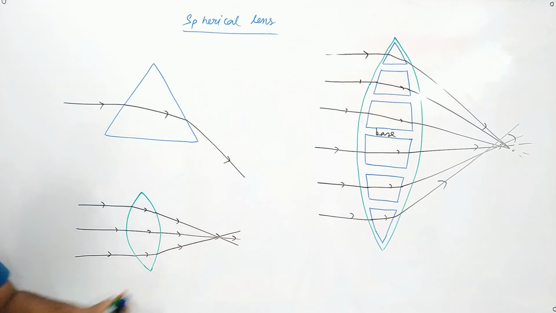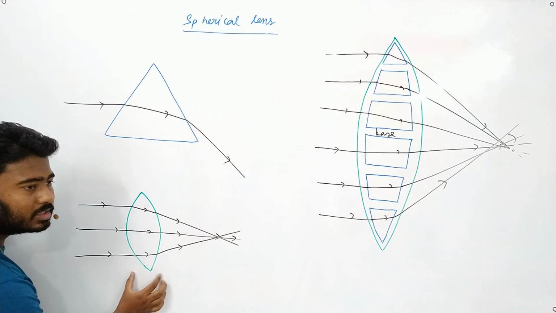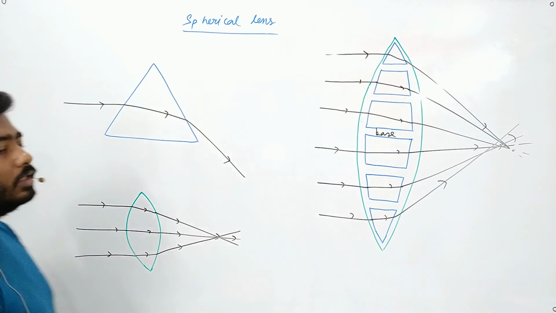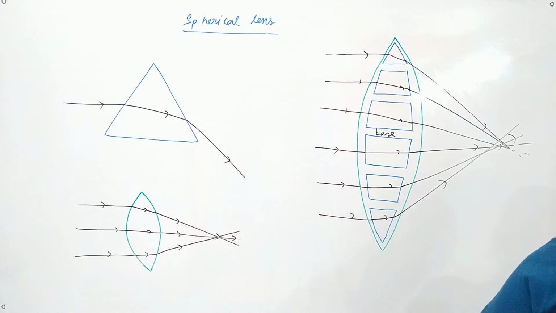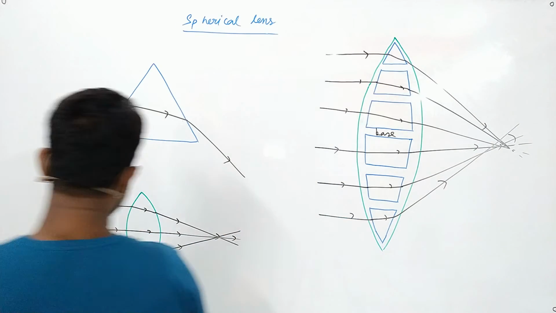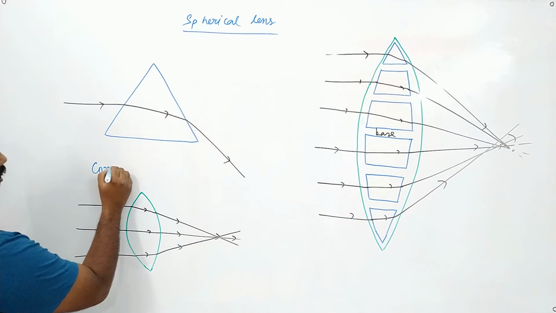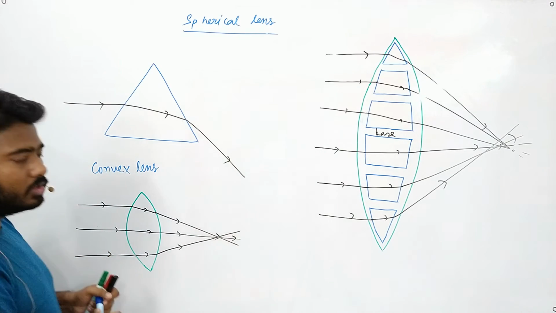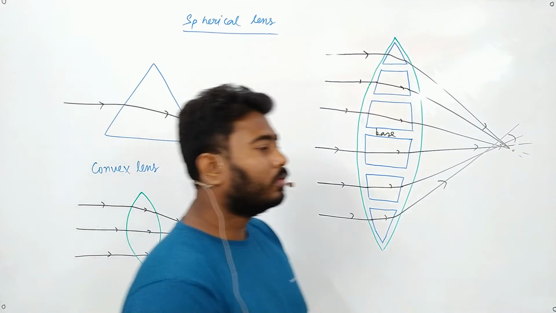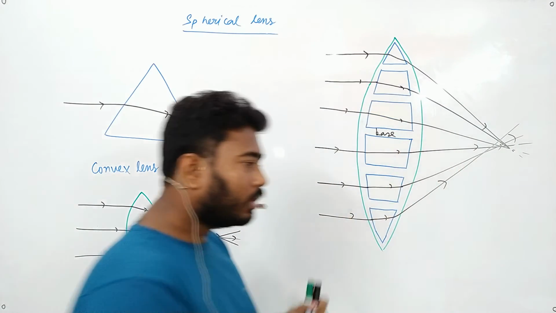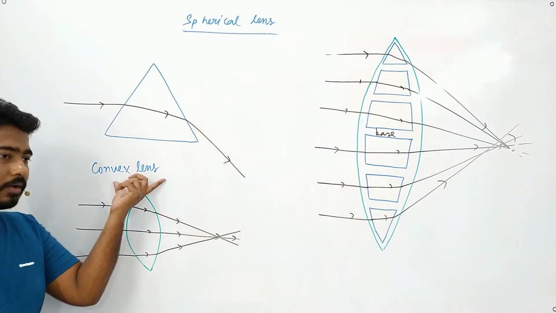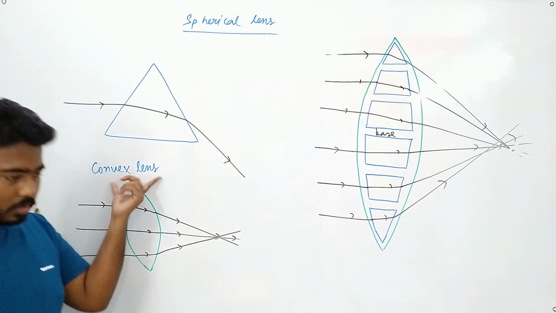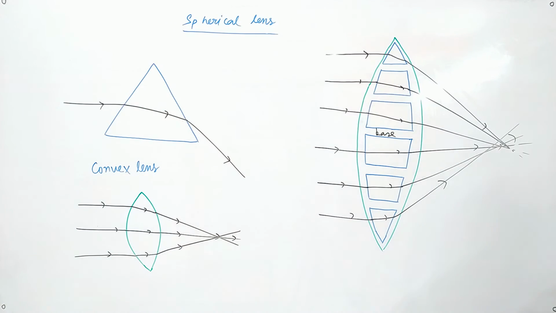This kind of lens whose outer side is bulging is known as convex lens. Repeat after me. What is this lens known as? Convex lens. I can hear only 2%. We have the new girl. What is your name? Meghalina. Meghalina, I cannot hear you. Meghalina, what is this kind of lens known as? Convex. Okay, so this is convex lens.